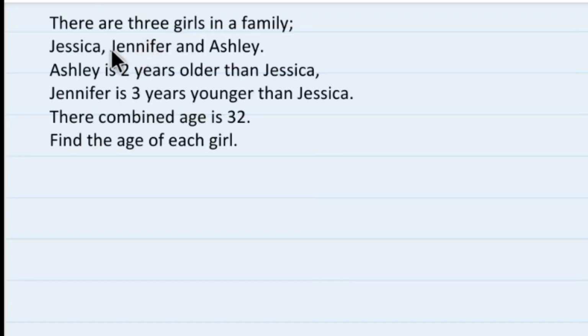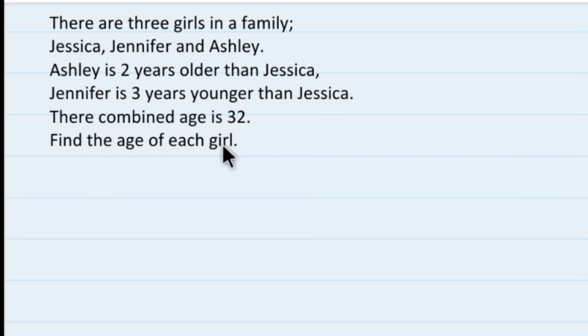Now let's solve another linear equation word problem. There are 3 girls in a family: Jessica, Jennifer, and Ashley. Ashley is 2 years older than Jessica. Jennifer is 3 years younger than Jessica, and their combined age is 32. Find the age of each girl.